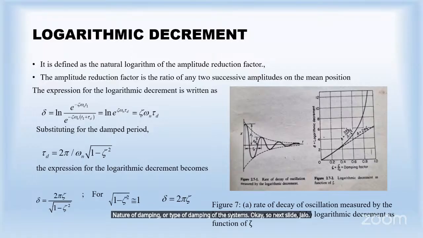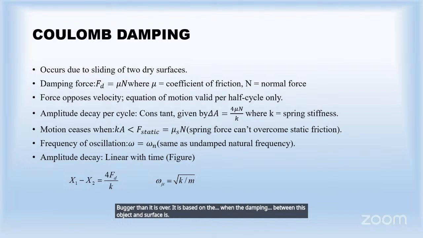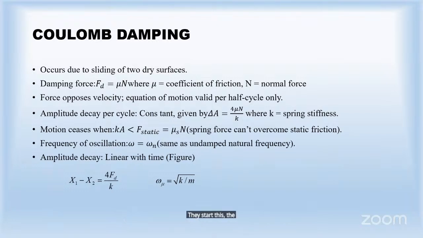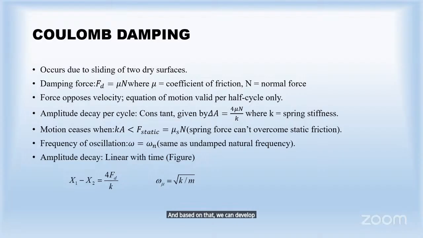Logarithmic decrement is over. Coulomb damping is based on the damping between an object and a dry surface. Viscous damping is when a body is surrounded by a viscous fluid. When the body is moving on a dry surface, that time it is called Coulomb damping. The Coulomb damping model can be done in this way: a body is vibrating, supported by a spring, and based on that we can develop the model. Next slide.